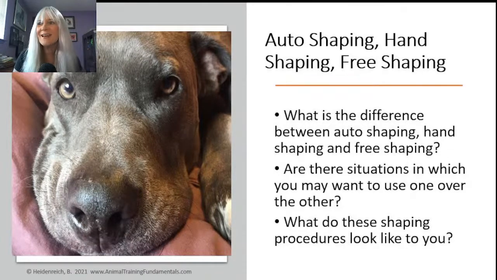So as always, I have a slide. Is hand shaping just luring? Ooh, yeah. Isn't that a great question? I know, because this is a weird term that probably a lot of us in the animal training community haven't really heard before. And it's not that it's such a big deal that we need to know this term. It's just really something of interest that I thought we might want to discuss.